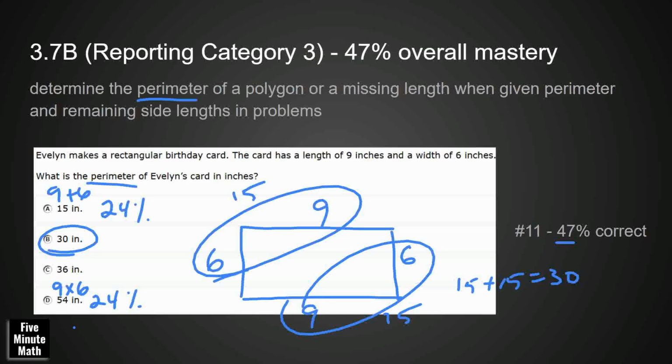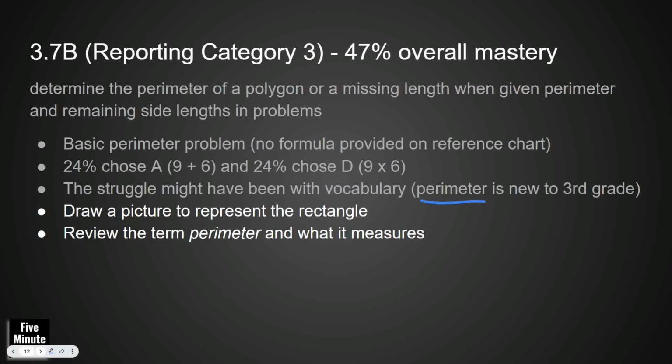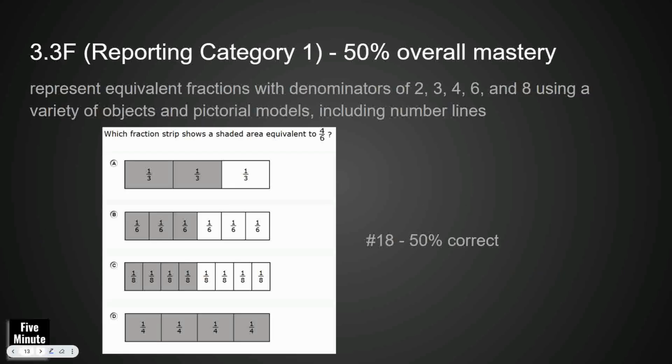So this comes back to vocabulary. We need to make sure we understand what perimeter is, our students know what to do with it, and just draw a picture and add up all four sides. And if they're only given two sides, they need to know a rectangle is a parallelogram, which means the opposite sides are congruent, and they can fill in the missing sides with the information given.